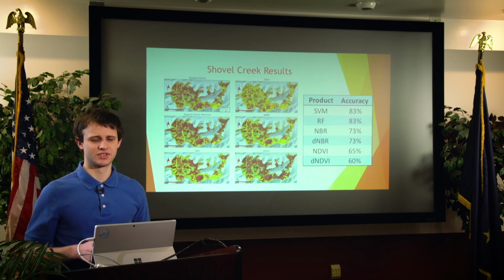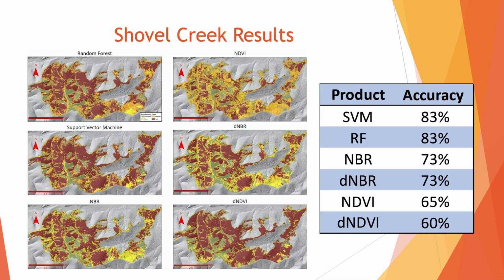Now looking at some of the results from Shovel Creek, here we had the machine learning classifiers outperforming all of the traditional indices, and the support vector machine and the random forest had an 83% accuracy. Then we had our NBR and our DNBR with the same accuracy at 73%, and then the NDVI had a 65% accuracy, while the DNDVI had a 60% accuracy.